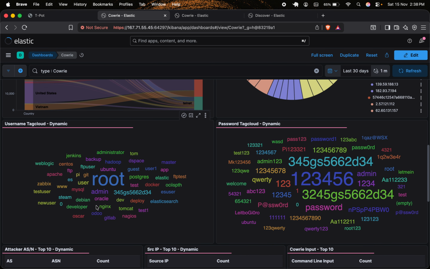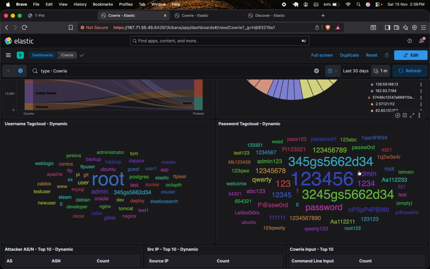Here you see most of the default usernames and passwords are root and 1234. These are some of the logs of what the attacker tries. They mostly use the word root, and 123456 is the password. So these are some of the details about which usernames and passwords he tried the most during the brute force.